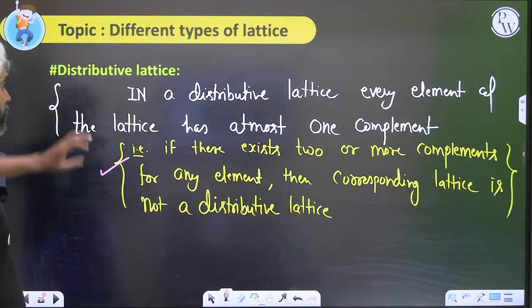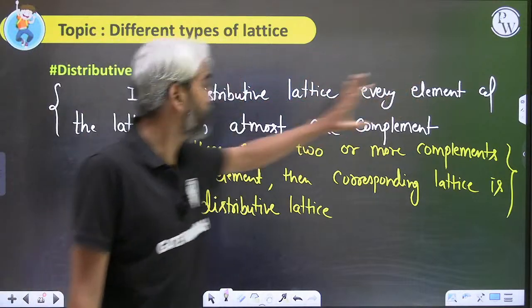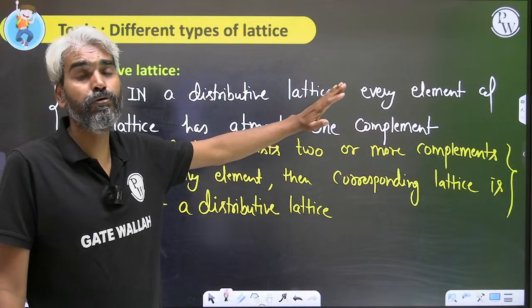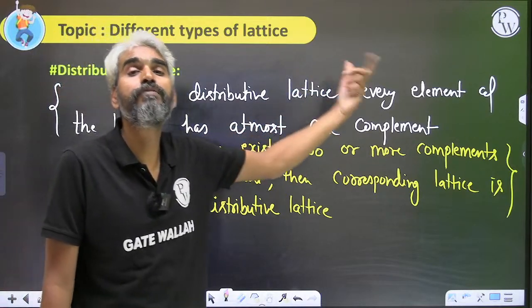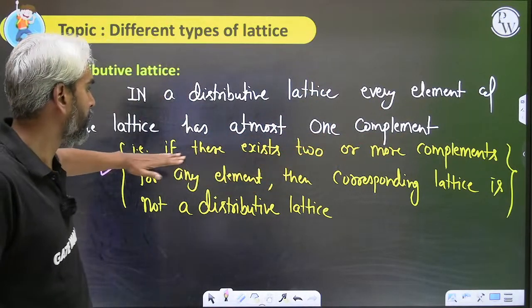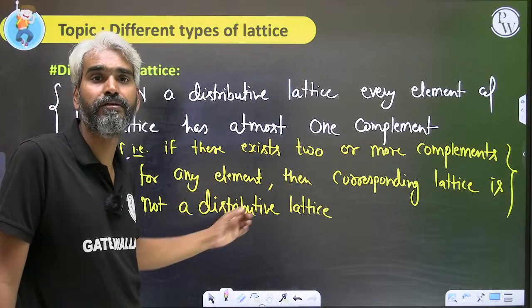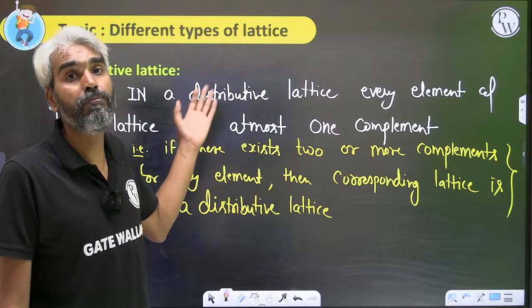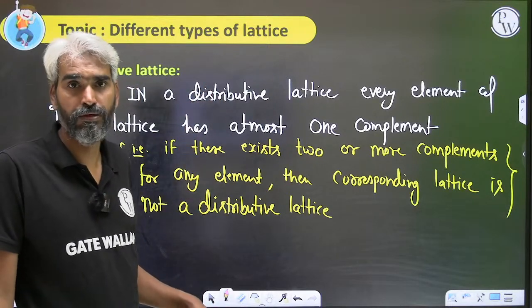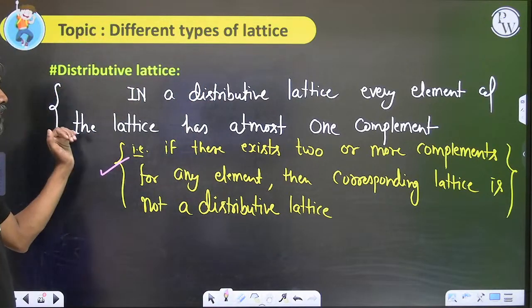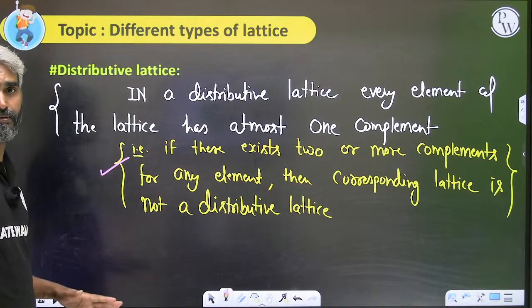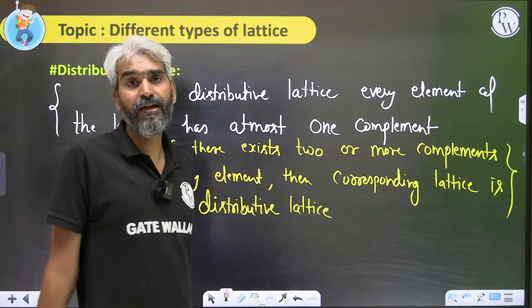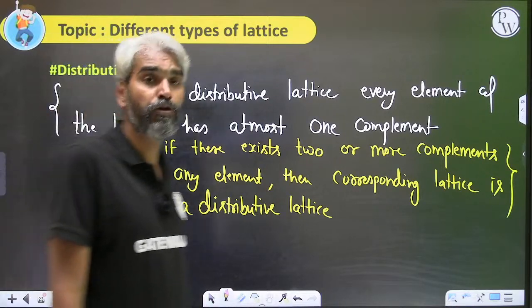So I said one thing. In a distributive lattice, every element of the lattice has at most one complement. That is, no element of the lattice can have more than one. If any element has more than one complement, then it is not distributive. But we are not saying that if every element has at most one complement, then it will be distributive. If every element has at most one complement, then it may or may not be distributive.